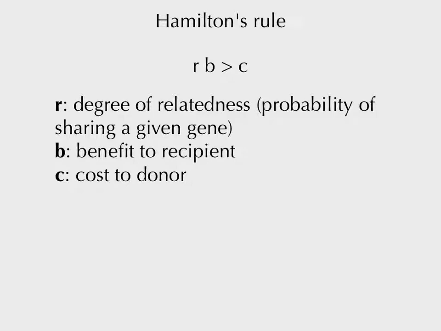Right? Or 0.0001. Right? So in that case, if there's 0 relatedness, there's no benefit to helping at all. So in general, that would be satisfied.